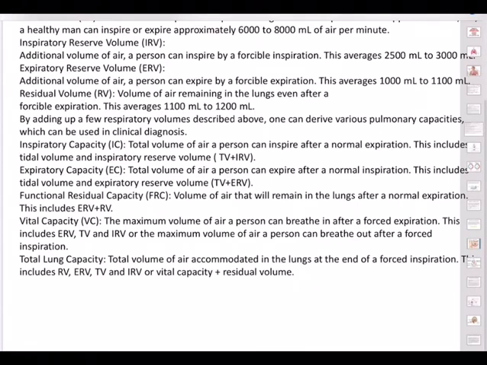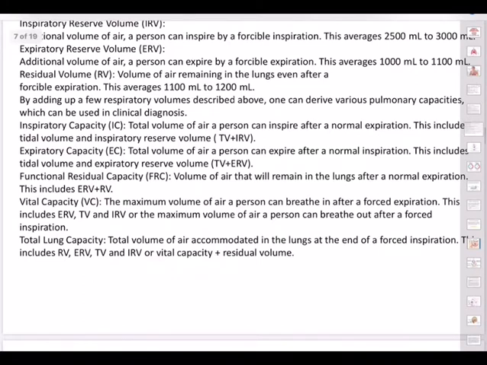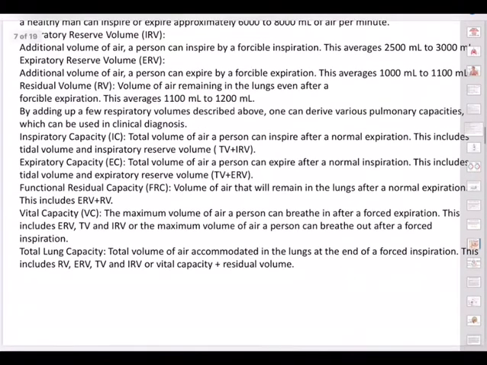And now last, TLC, total lung capacity. It should be 5100 ml to 5800 ml. So 5100 to 5800 ml it should be. It is the total amount of air present in the lungs and the respiratory passage after a maximum inspiration. So we can write the equation TLC is equal to VC plus RV. VC is vital capacity, RV is residual volume.